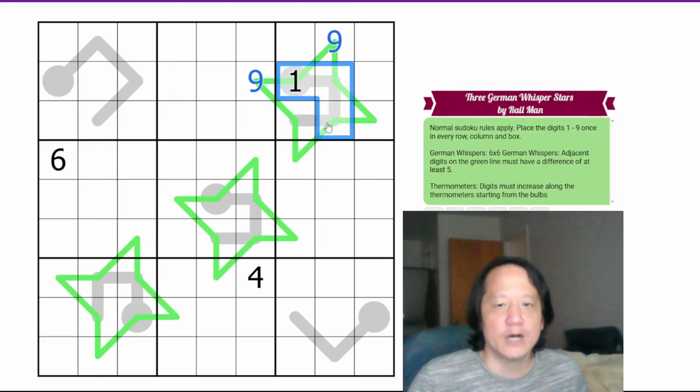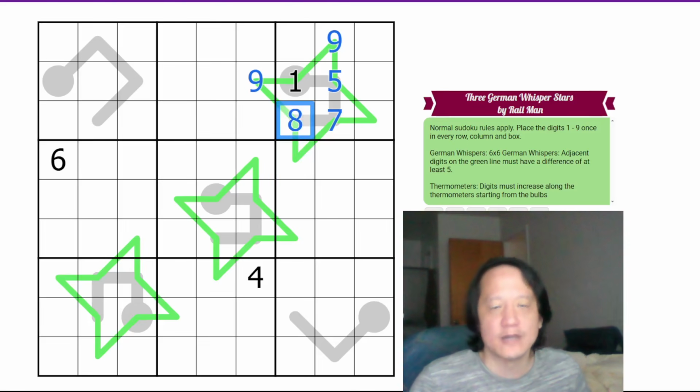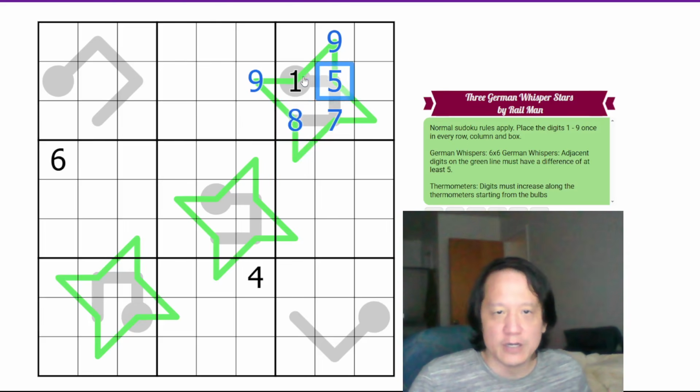And we have thermometers, where digits must increase along the thermometer starting from the bulbs. So you could have something like 1, 5, 7, and 8 here. That would be valid because these digits must be continuously increasing from the bulb to the tip. And those are all the rules.